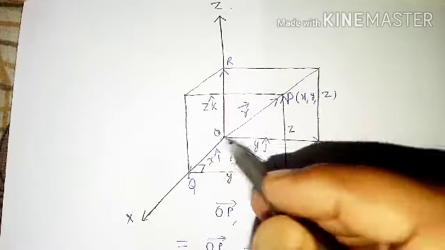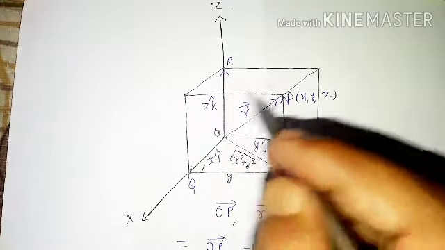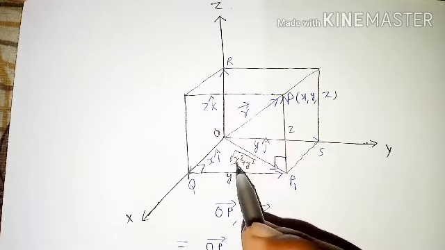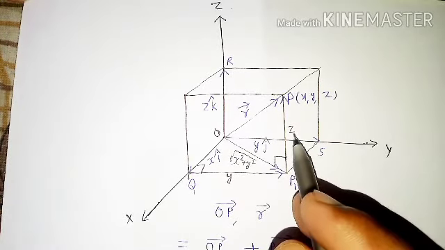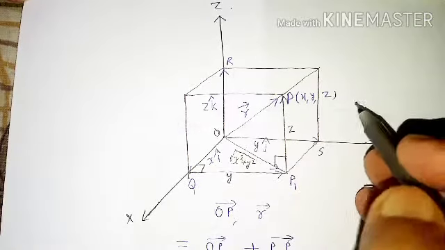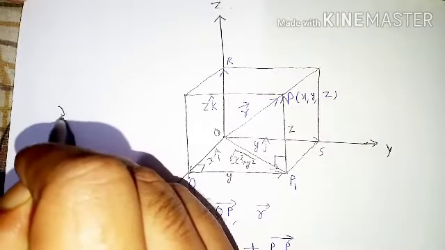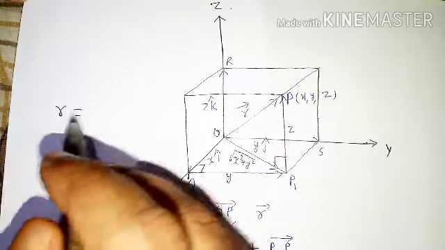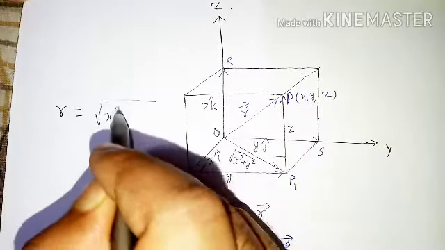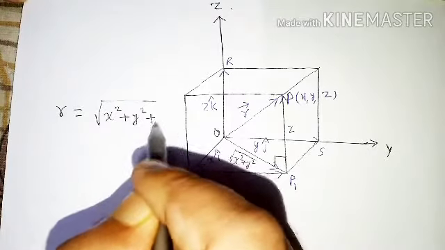So OP is the square root of the square of the square root of x square plus y square, plus z square. So we have, in the second way, the magnitude of vector r is equal to the square root of x square plus y square plus z square.